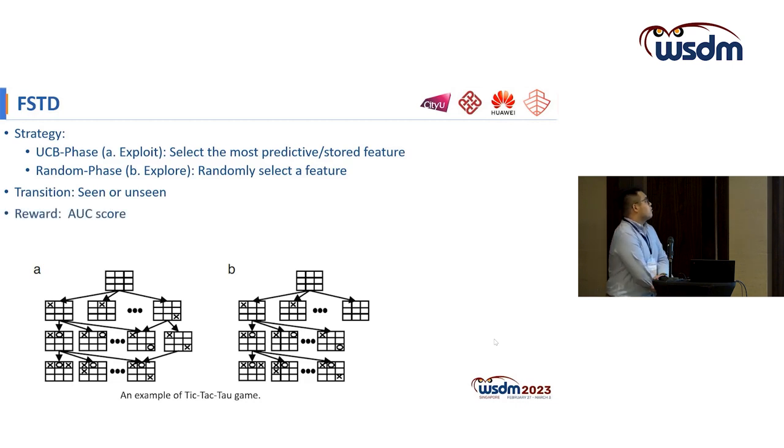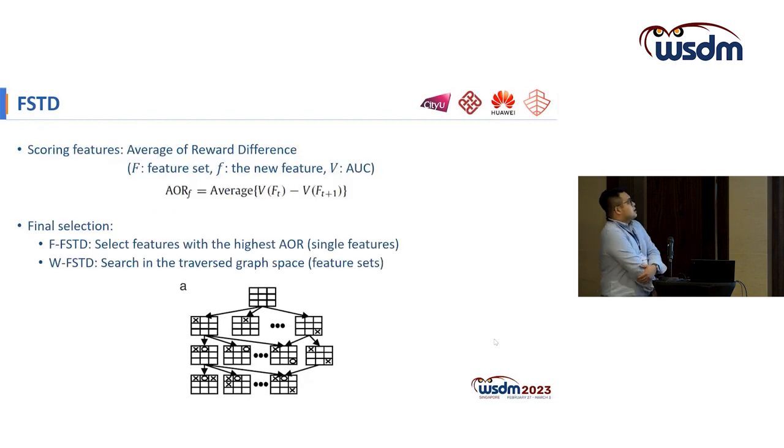The reward for reinforcement learning is set as the AUC score after we train the recommendation model to convergence. The optimization is finished by the temporal difference algorithm. After several epochs of training, we could score the features with the average of real world differences. That's to say, here is a feature F, and every time we add it to the feature set, we could obtain a difference in the reward. This V is the AUC score we used for reward, and we calculate the average of these differences, and we could set it as a score or importance for the corresponding feature F.